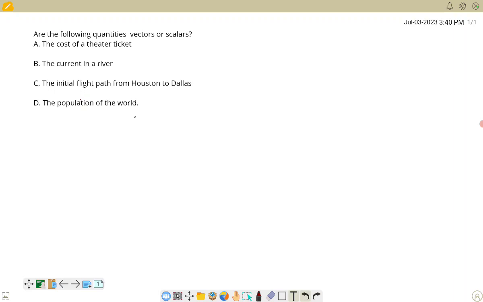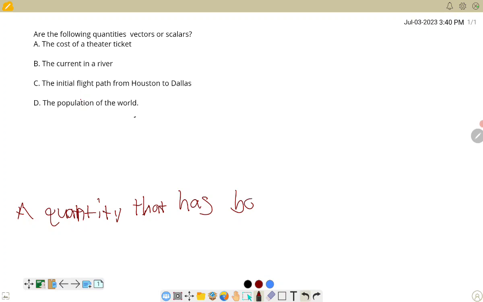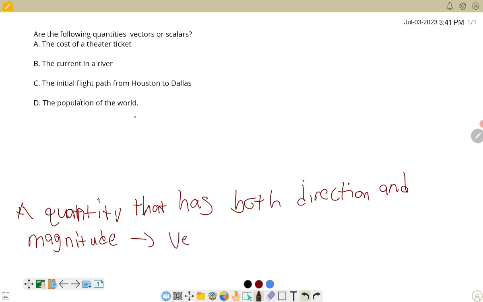Well, the question then is, are we dealing with a quantity that has both direction and magnitude? This is a vector. Otherwise, it's a scalar.